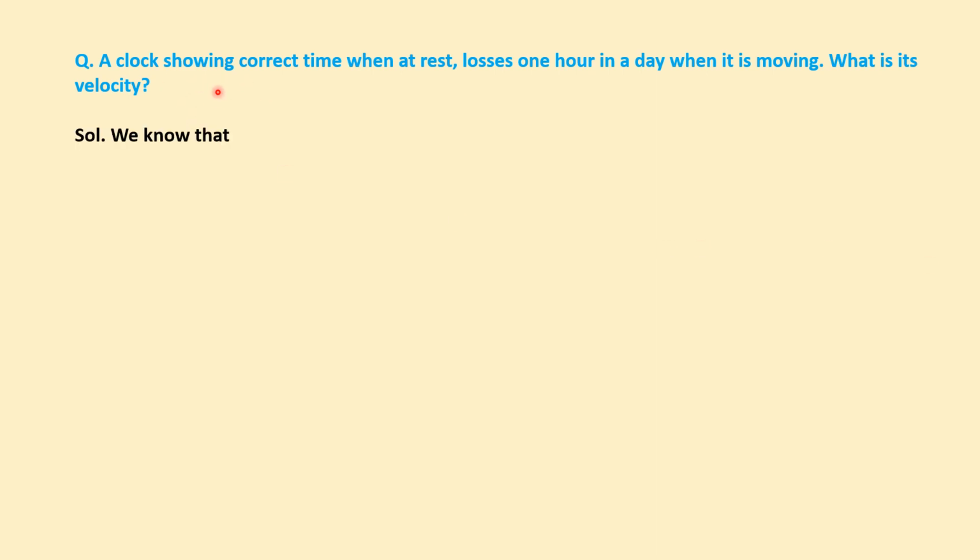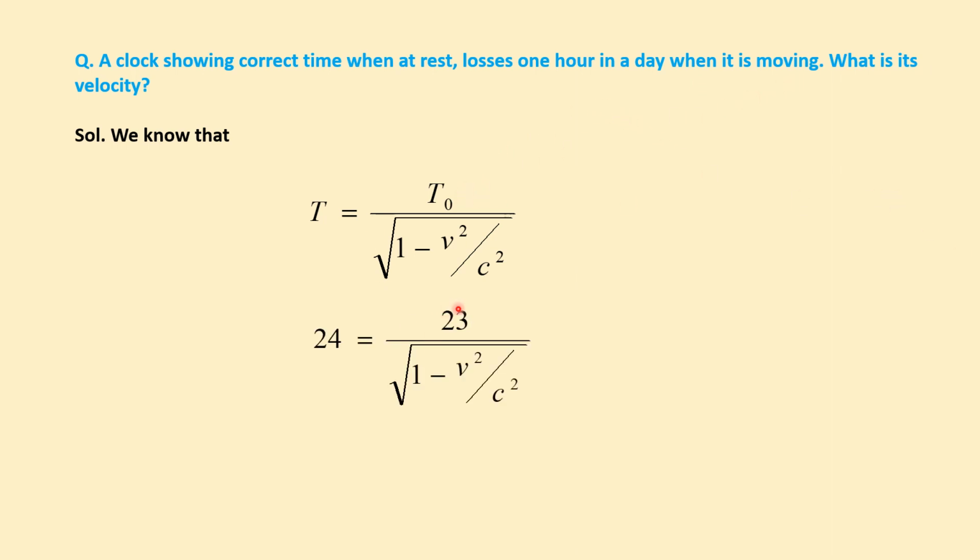Here is an example. A clock showing the correct time when it is at rest loses 1 hour in a day when it is moving. So what is its velocity? We know there are 24 hours on Earth, and if it loses 1 hour in a day when it is moving, then t naught is 23 and t is 24 hours. So 24 equals 23 divided by under root 1 minus v square by c square, and if we solve it, v equals 0.286 c. So this is a question based on time dilation.